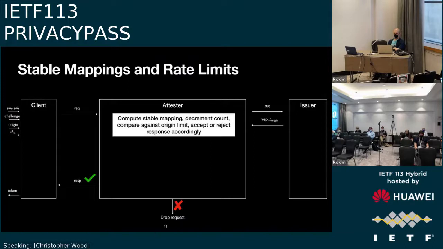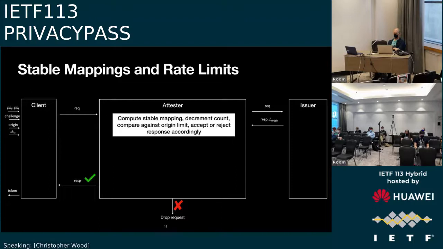If you were to map this to the issuance flow between the client, the attester, and the issuer, hand-waving massively over the underlying details of how this stable mapping is computed, which I'll reserve for the document. Basically, the attester's job, in completing this protocol between the client and the issuer, is to compute the stable mapping and increment a count.